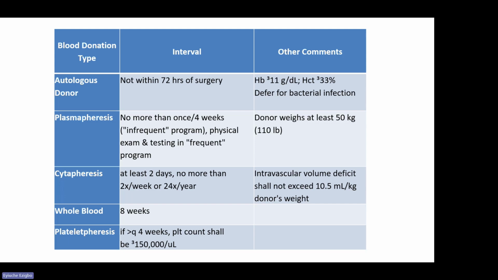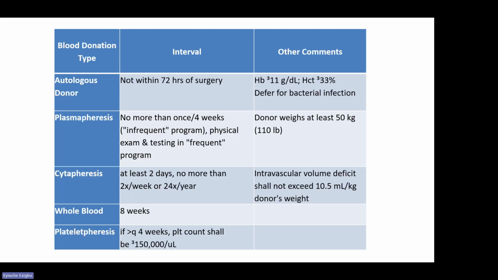Okay, so for plasmapheresis, this should be done not more than once in 4 weeks. If that is in a month, it should be done once. And the patient has to be examined and also tested. Okay. So cytopheresis is a procedure where we select the specific cell type we need. Okay, and it can be done at least 2 days apart and no more than 2 times a week. Okay, or 24 times in a year.